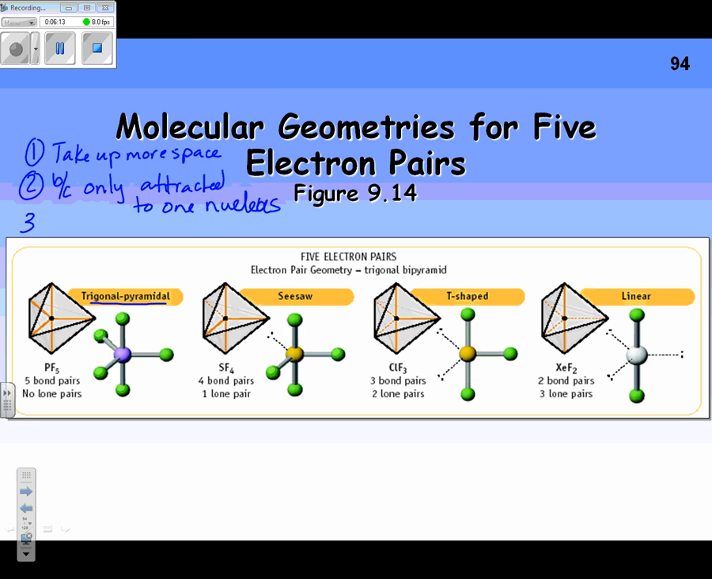And so it's because it's only attracted to one nucleus, and it forces the bonding pairs to move closer together.